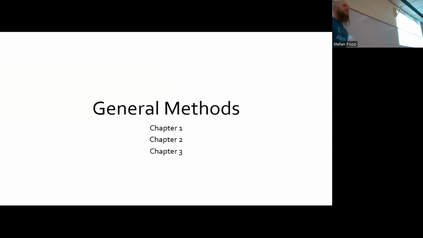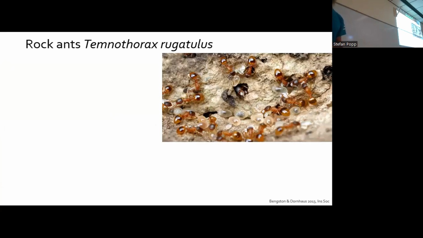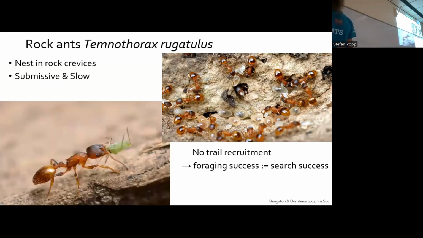First, I will go over the general methods of the first 3 chapters that are my empirical methods, so they are all the same. I studied the rock ants, Stemnothorax rugatulus, which, as the name suggests, nest in rock crevices. They are relatively submissive and slow ants. They show no trail recruitment. So unlike the other ants that you might be more familiar with, they do not have these strong recruitment trails.